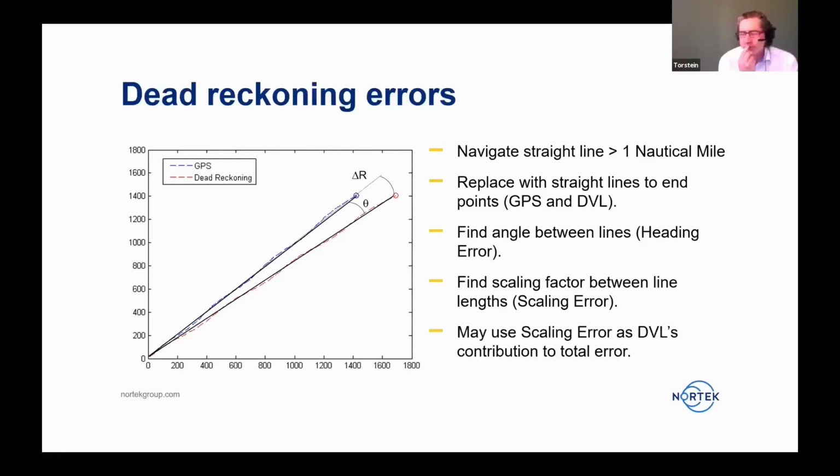Can I ask you, what about the DVL's cross-track error? Won't that also affect this heading error? Yes, in principle, but I'm going to argue that we can attribute virtually all of this angle here to the heading sensor itself.